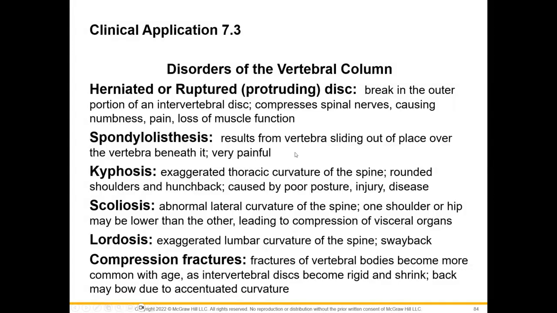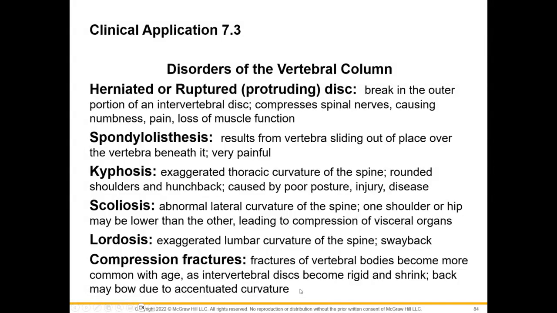Spondylolisthesis results from a vertebra sliding out of place over the vertebra beneath it, very painful. Kyphosis is an exaggerated thoracic curvature of the spine. You have rounded shoulders and hunchback in these individuals, and it is caused by poor posture, injury, or disease. Scoliosis is an abnormal lateral curvature of the spine. One shoulder or hip can be lower than the other, leading to compression of the visceral organs. Lordosis is an exaggerated lumbar curvature of the spine, also called swayback.